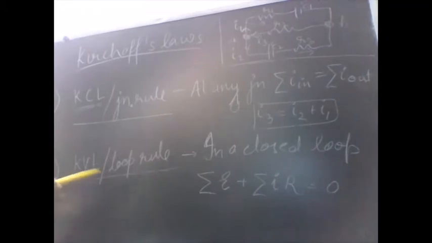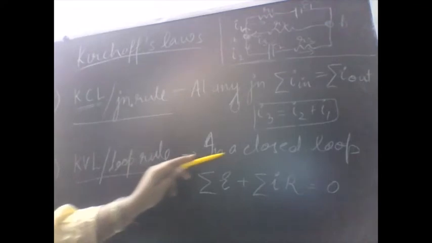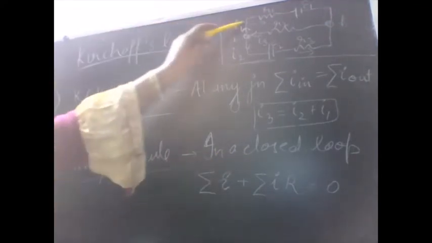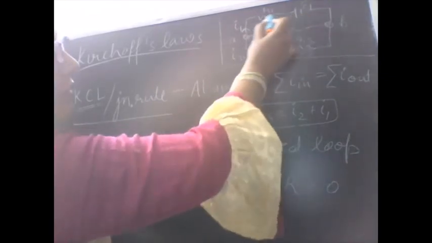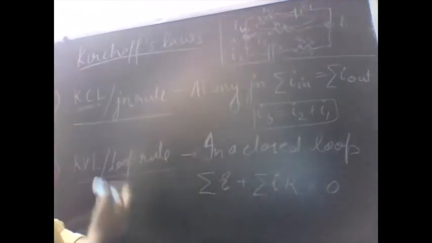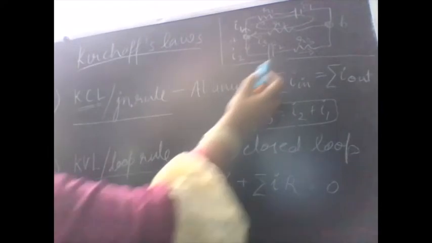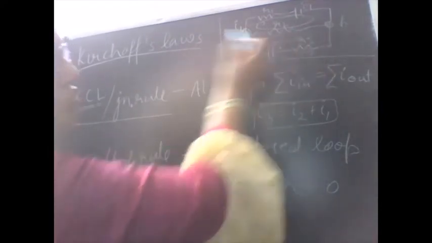Next rule is KVL, which we also know as the loop rule. So it is Kirchhoff's loop rule. So what is the rule? The rule says that you have to choose a closed loop. Look at that circuit once again. If I take this circuit from here to here, this is a closed loop. If I take this part, this is also a closed loop.